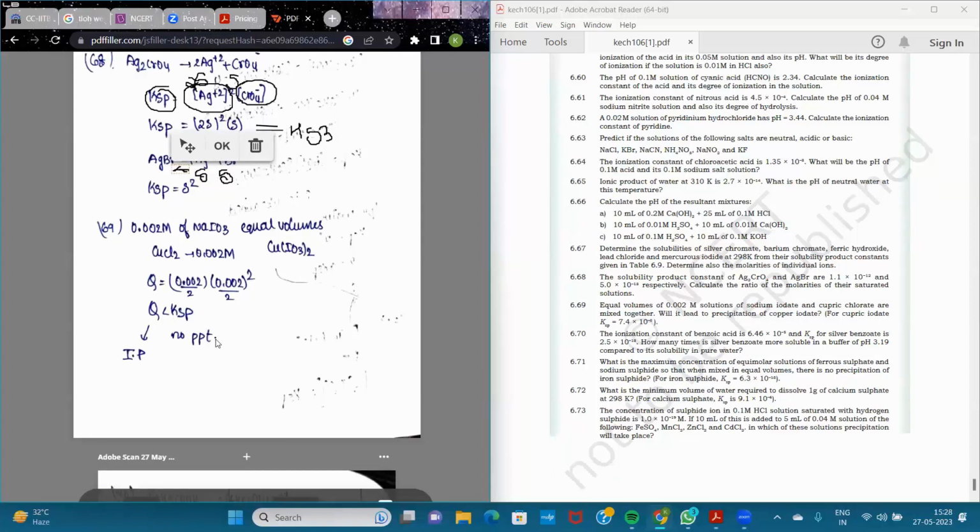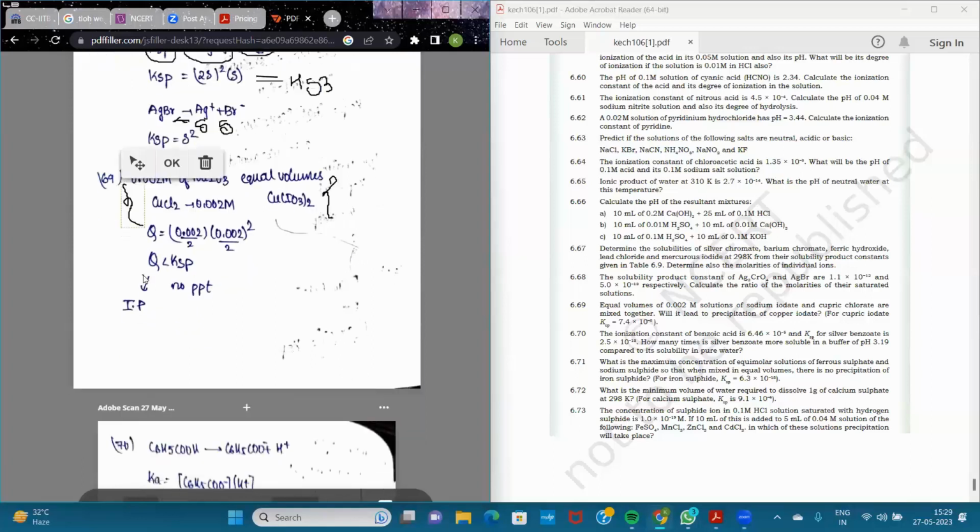69th question. Equal volumes of 0.002 molar solution of sodium iodide and cupric chlorate were present. As both of them are mixed, the volume becomes twice, so the concentrations will become half. Here, we need to carefully identify whether on mixing these two solutions, the precipitate of cupric iodate is formed or not.